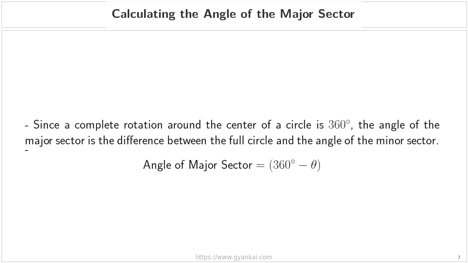In mathematical terms, you can express this as the angle of the major sector equals 360 degrees minus theta. To make this concept even more concrete, let's move on to a real-world example using something everyone loves: a pizza.